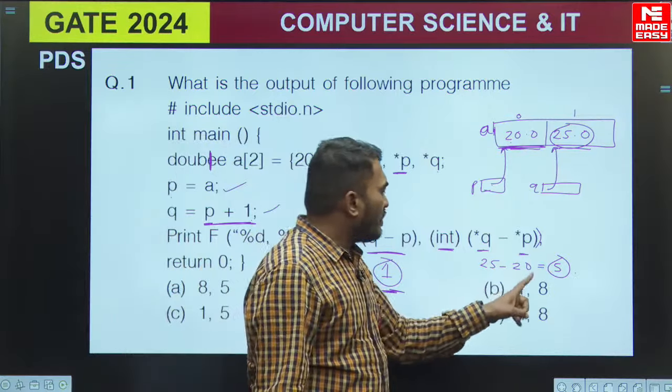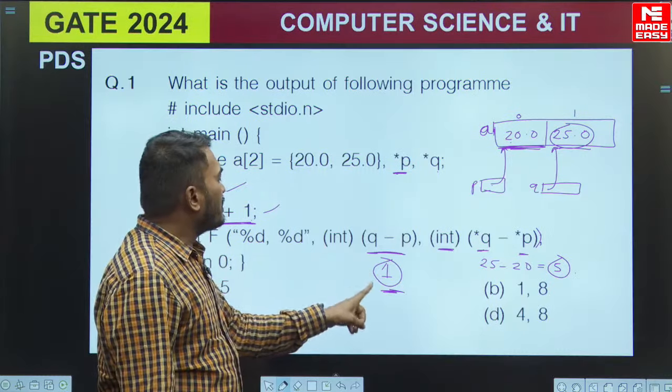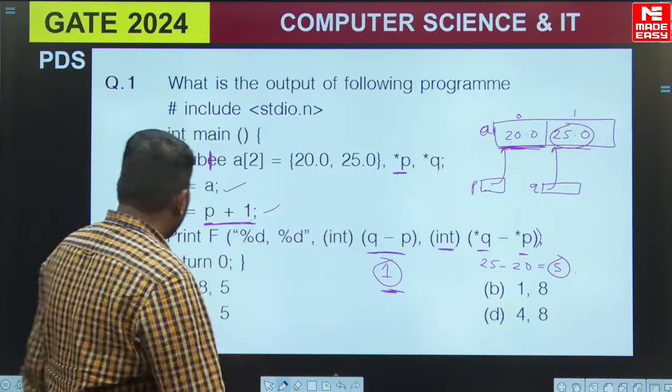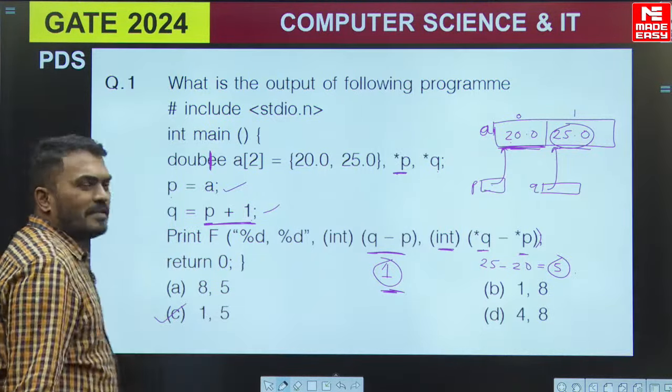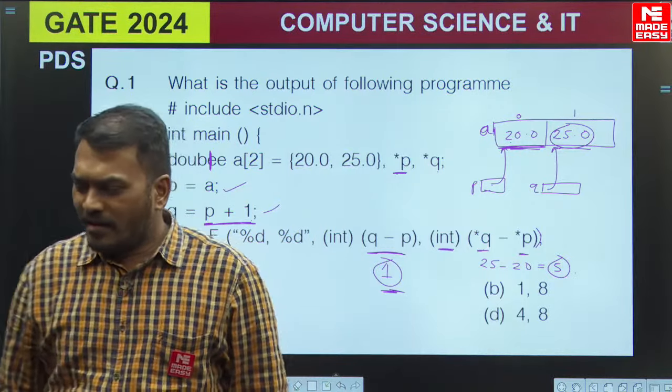So the right answer: this one is 5 and this one is 1. The first output printed on the screen is 1 and the second one is 5. So the right answer is C. C is the right answer. Is this clear for everyone?